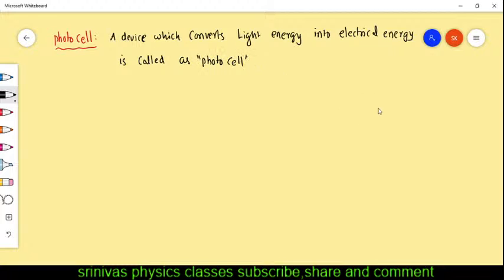Let us see its construction. It works when light falls on it. For example, this is an evacuated glass tube with a cathode and an anode. This is the cathode and this is the anode. The cathode is connected to the battery's negative terminal, and the anode is connected to the battery's positive terminal through the microammeter. This is a plug key and this is a rheostat.